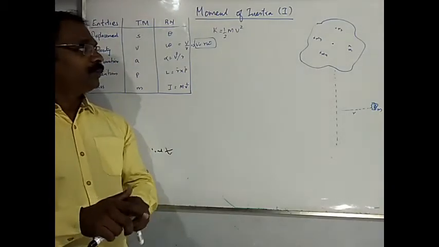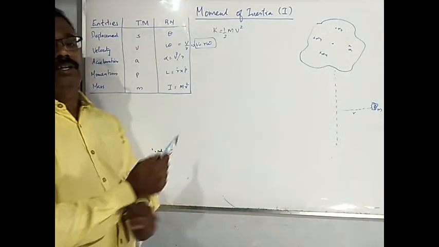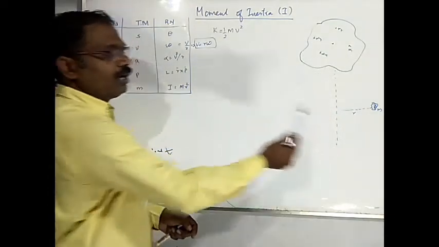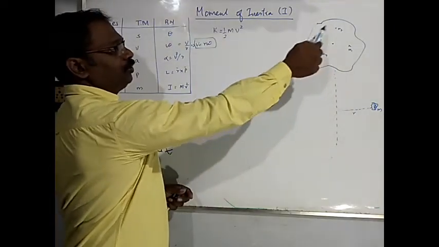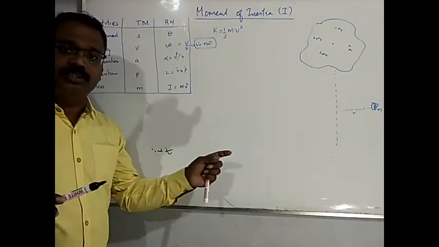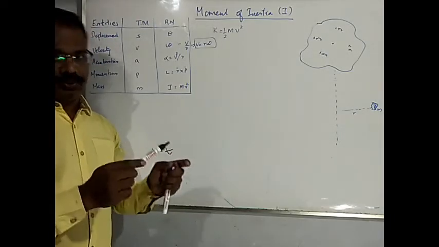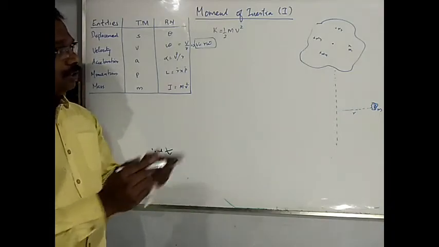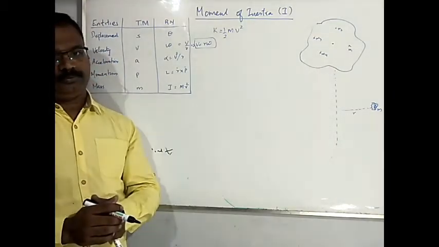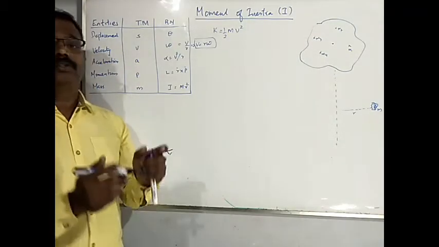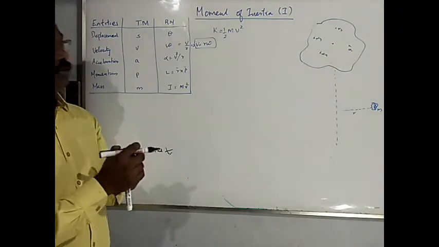Suppose you consider this type of lamina, this irregular shape, and this dotted line represents the axis of rotation. Now let us consider different masses, m1, m2, m3, m4, at different positions, and they have different distances from the axis of rotation. We know the basic equation for kinetic energy is half m v square. That is in translation motion. Here we are going to substitute v by omega. Let us see how it will be.